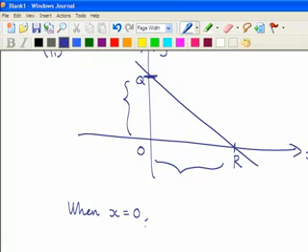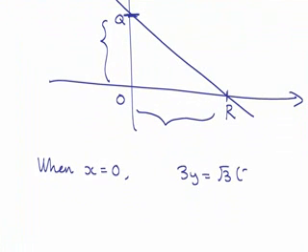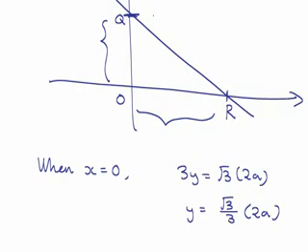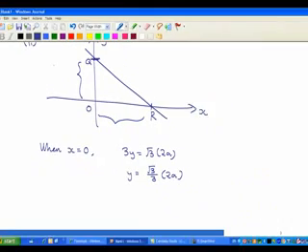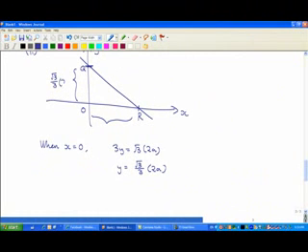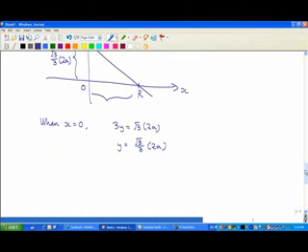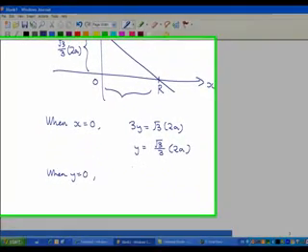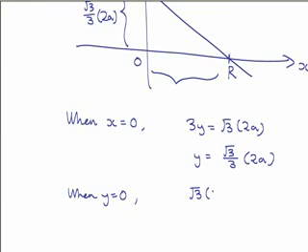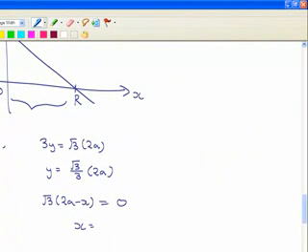We will use the equation that we found just now to see that 3y equals square root 3 2a, and hence y will be equal to square root 3 over 3 2a. So this marking here, or should I say the height, is square root 3 over 3 2a. Next is to find out what the base is when y equals 0. Again, using the equation that we have just now, we will have square root 3 2a minus x equals 0. This simply says that x equals 2a. So the base is 2a.